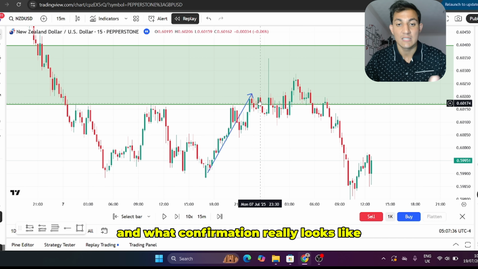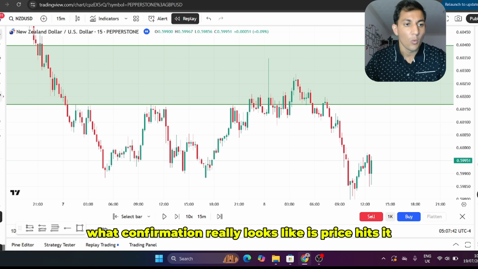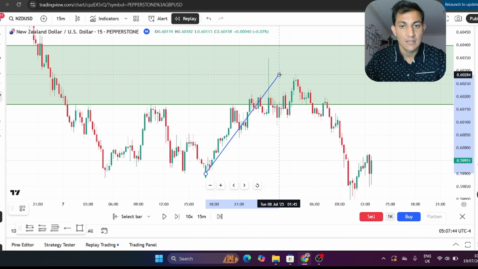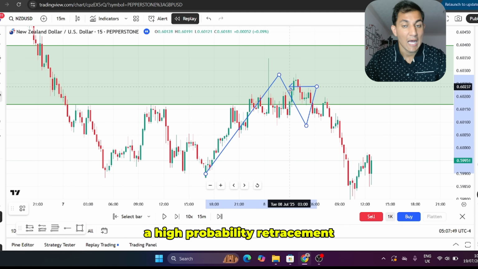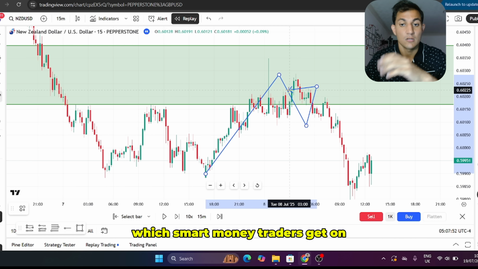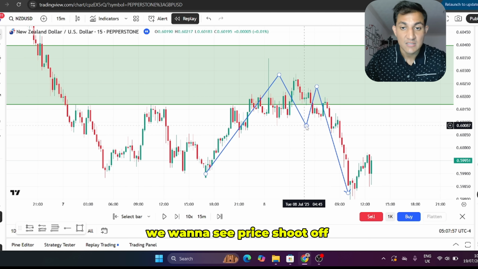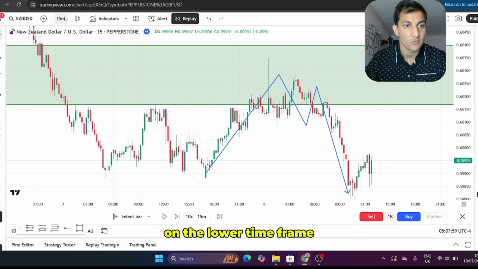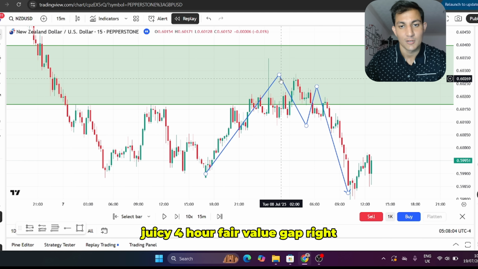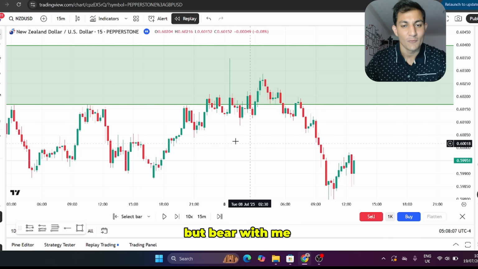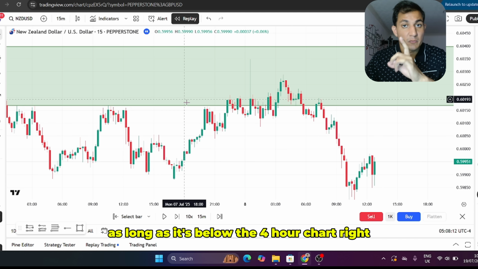And let me make it really clear what confirmation looks like. So this is the 4-hour fair value gap, which we just talked about. What confirmation really looks like is price hits it, starts to reverse in the opposite direction, gives us a high probability retracement, which smart money traders get on, and then price drops like a brick. That is what confirmation looks like. We want to see price shoot off on the lower time frame, on the 15-minute chart, as soon as it hits this big, juicy 4-hour fair value gap. I know I keep saying juicy, but bear with me. You can use any time frame really, as long as it's below the 4-hour chart.